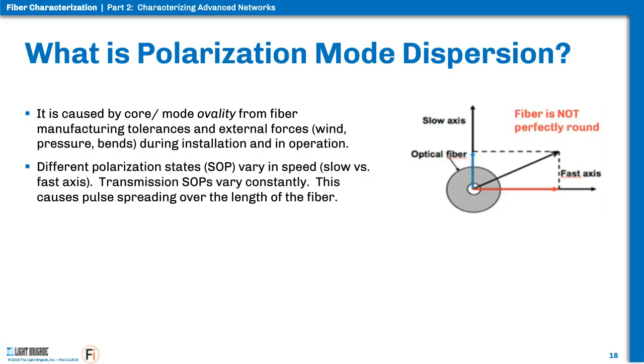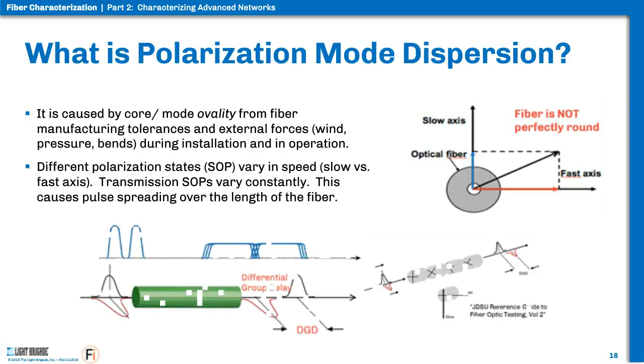So different polarization states, or states of polarization, which is SOP, travel at different speeds. There's a slow axis and a fast axis. As this light travels down the fiber and goes around curves and is affected by the ovality changes, or external stresses like wind blowing or vibrations, these polarization states constantly change. This is caused by the pulses spreading over the length of the fiber due to the speed changes between these polarization states.